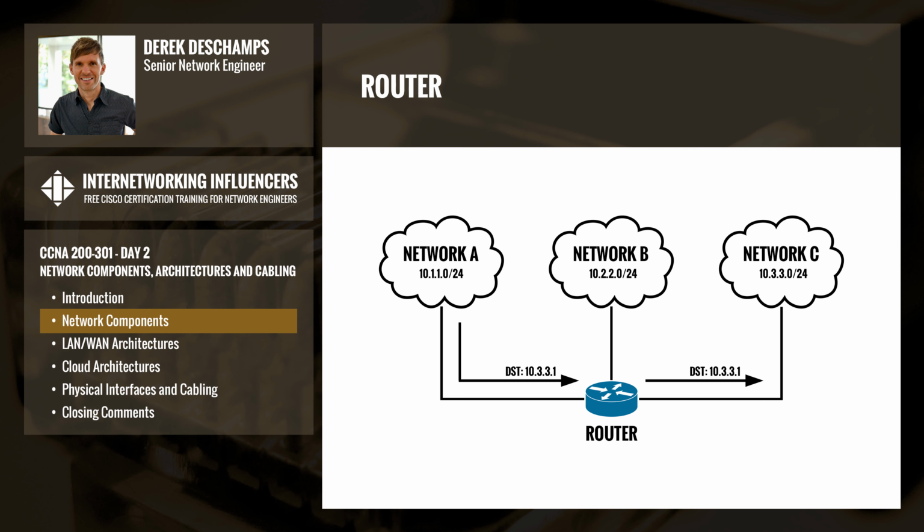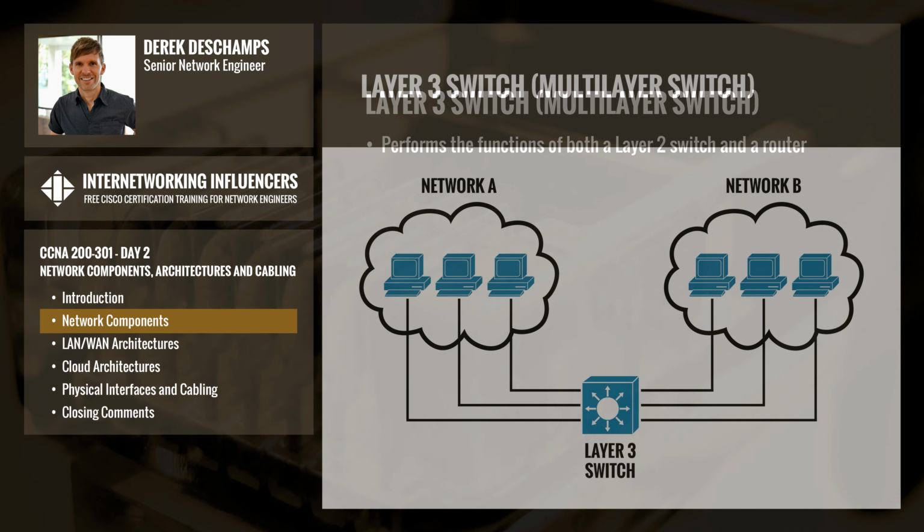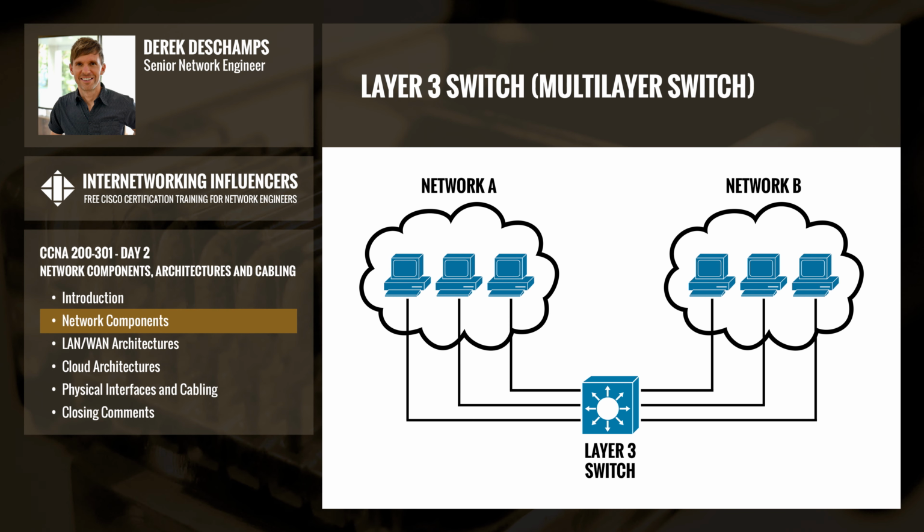A Layer 3 switch, also known as a multi-layer switch, performs the functions of both a Layer 2 switch and a router. For example, with this network, a Layer 3 switch has been used to connect 6 endpoints to 2 different networks. Data sent within a network will be forwarded based on destination MAC address, while data sent between networks will be forwarded or routed based on destination IP address.